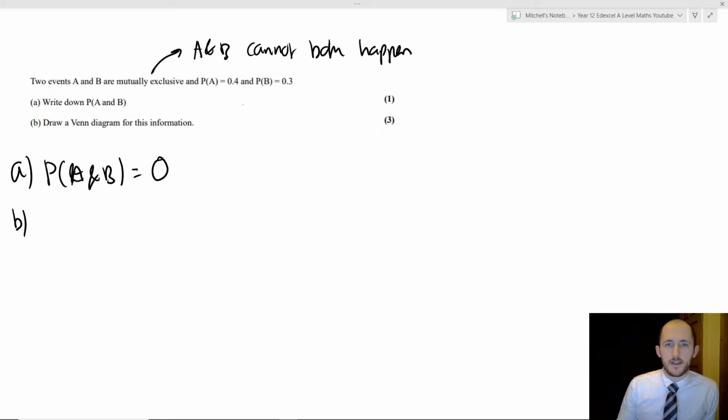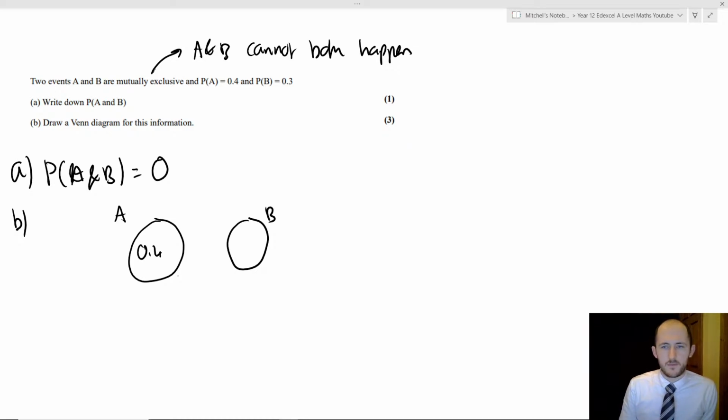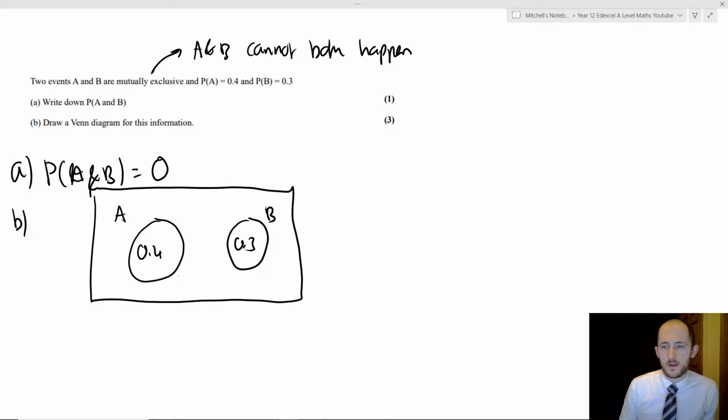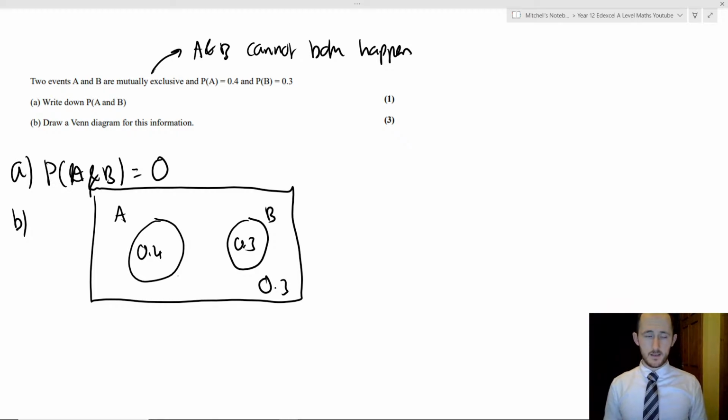The other way you can think of it is the A and B part of the Venn diagram is the overlap between A and B. If they're mutually exclusive, they shouldn't overlap, which means the probability should be 0. So again, what we're going to draw here is two completely separate circles. Don't even make them touch. Probability of A is just going to be 0.4. Probability of B is 0.3. And again, if you add those together, you get 0.7, which is not 1. So the bit on the outside needs to be 0.3. Be really careful and conscious of that.